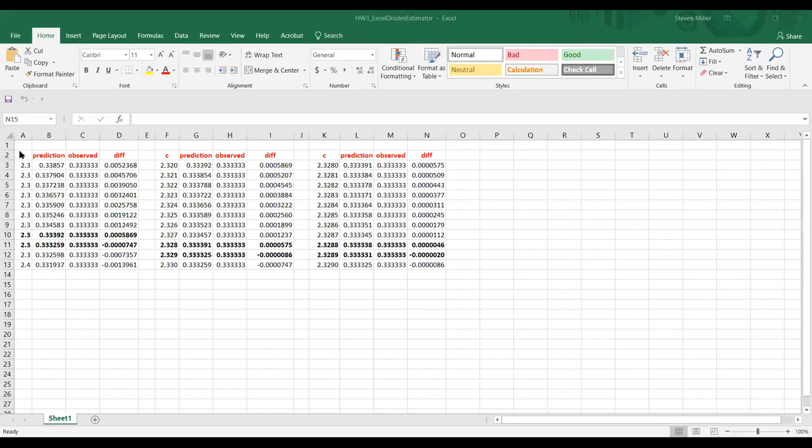Okay, so what I have here is C, my prediction, my observed, and my difference. Over here, you can see I take 4.5 and raise it to the C, so here would be 2.3, and divide by 4.5^C plus 6.06^C. And I just fill that down. I look at the observed, and I look at their difference. And we see that the difference goes from positive here to negative here.